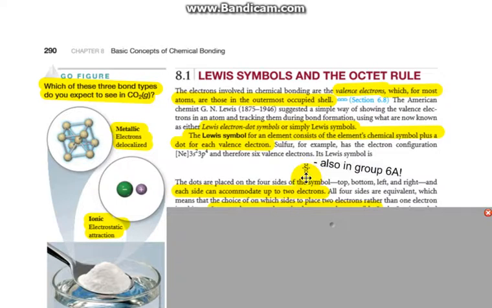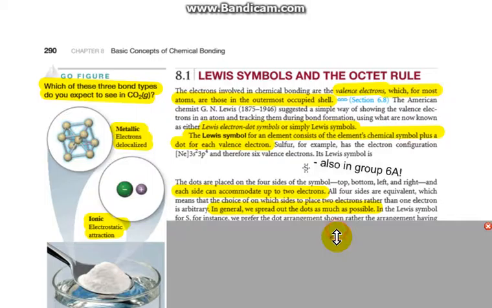So you see here on the bottom there's a maximum of 2, top maximum of 2, and then there's 1 on 1. All 4 sides are equivalent, which means that the choice of on which side to place 2 electrons rather than 1 electron is arbitrary. And generally, we try to spread out the dots as much as possible. So when filling this, we may put 1 on the top, 1 on the bottom, 1 on the left, 1 on the right, then on the top, then on the bottom. So try to spread them out as you're placing them on.